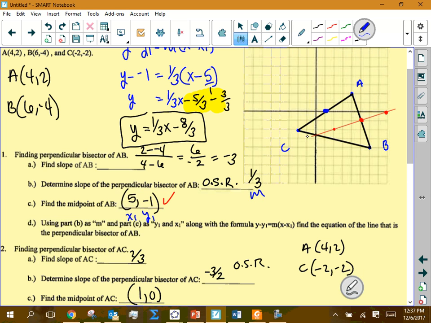We said the slope of anything perpendicular to AC should be -3 over 2. So I'm going to go down 3, 1, 2, 3, and then over 2. So it gives me there. And then I would go up 3 and maybe left 2. So it gives me that. And now I will take my line, my straight edge, my ruler, whatever, connect those.